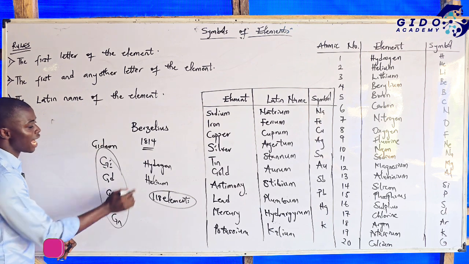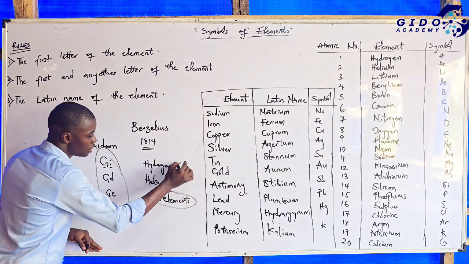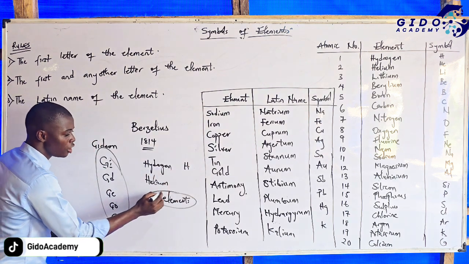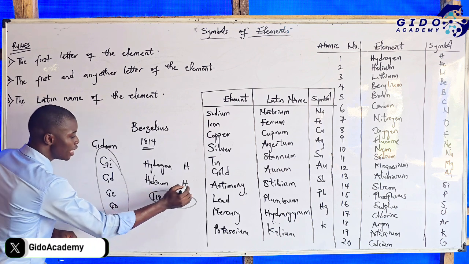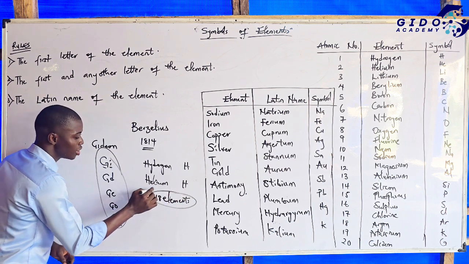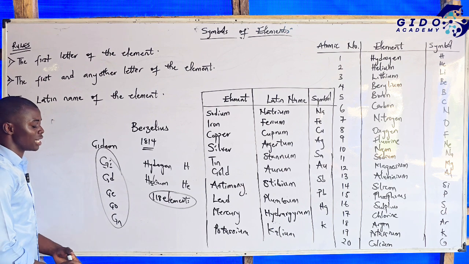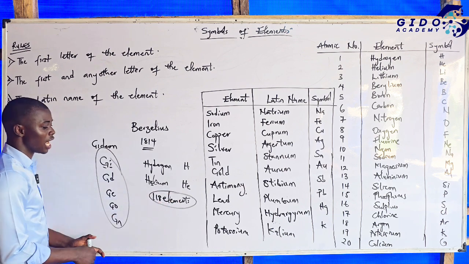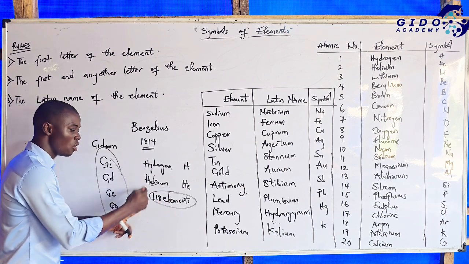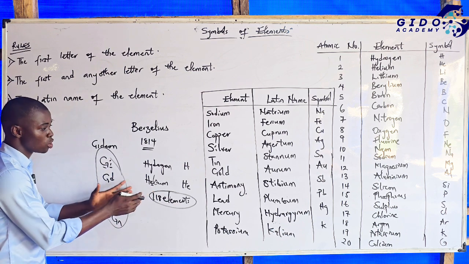For example, let's say hydrogen. The symbol of hydrogen is H. The symbol of helium can never be H. It will be H and any other letter. But the letter that was used was what? Was E. Now let's assume that I don't want to use the HE. I will now look for the Latin name of helium. Then that's what we are going to use.